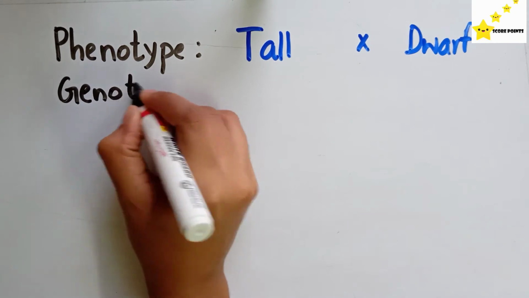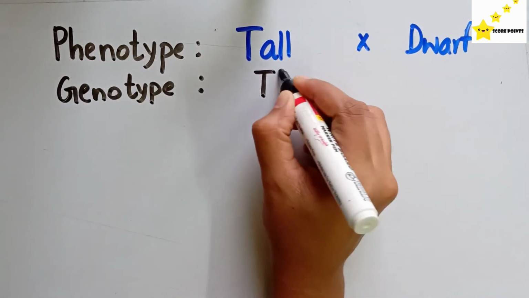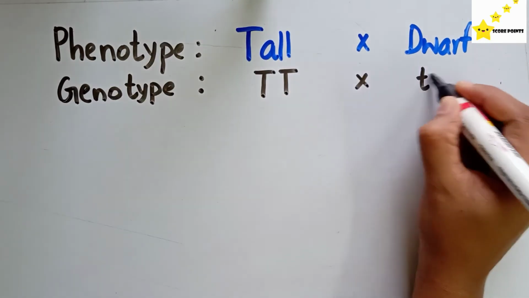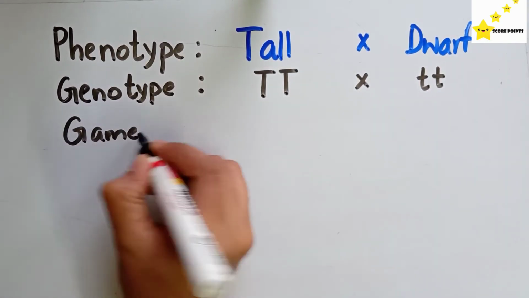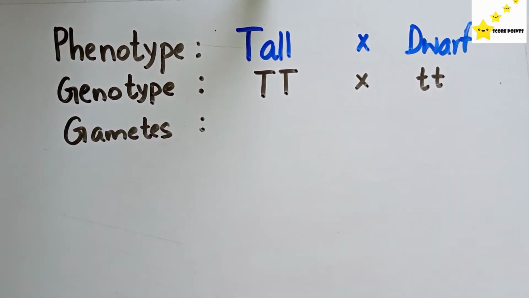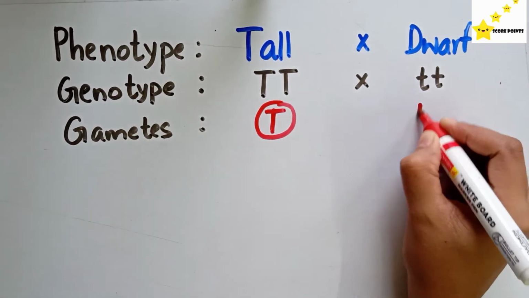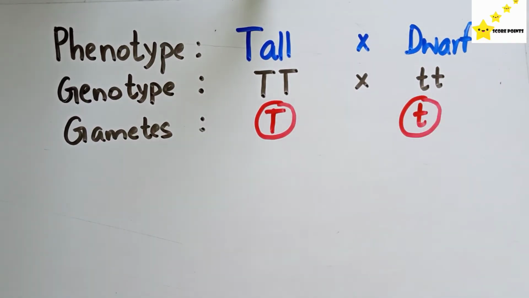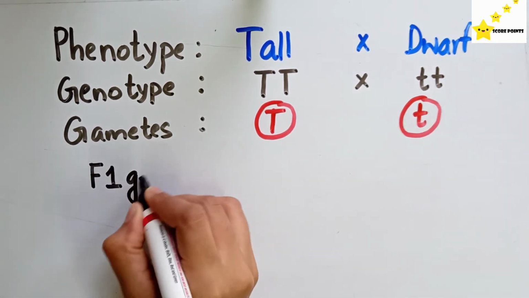Next, we're going to write the genotype of the parent. Genotype is the genetic composition. Capital T represents the dominant trait and small t represents the recessive trait. Next, we are going to segregate the gametes. From the diploid condition, we have to take a haploid out. We have taken capital T and small t. These are the haploids segregated from the diploid parents.